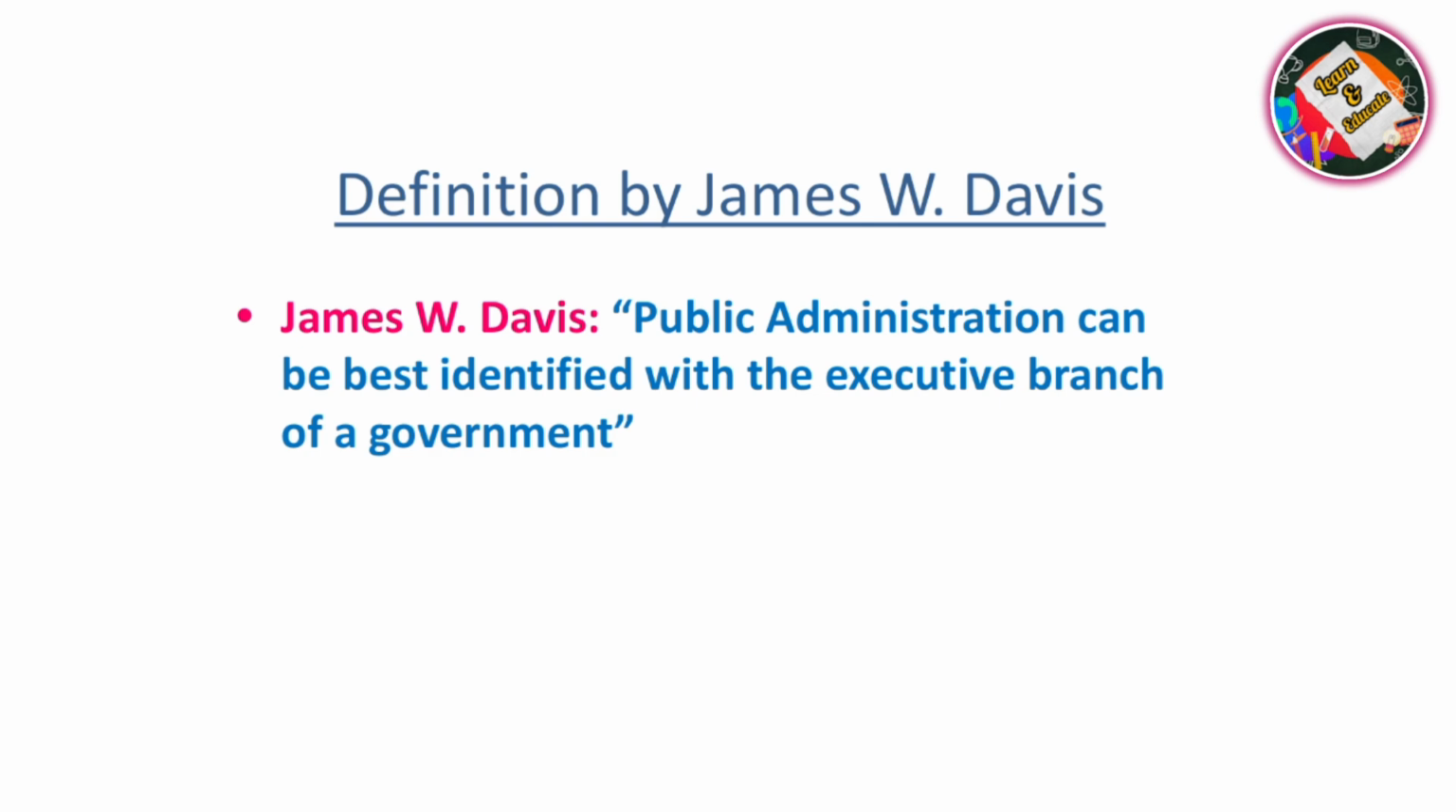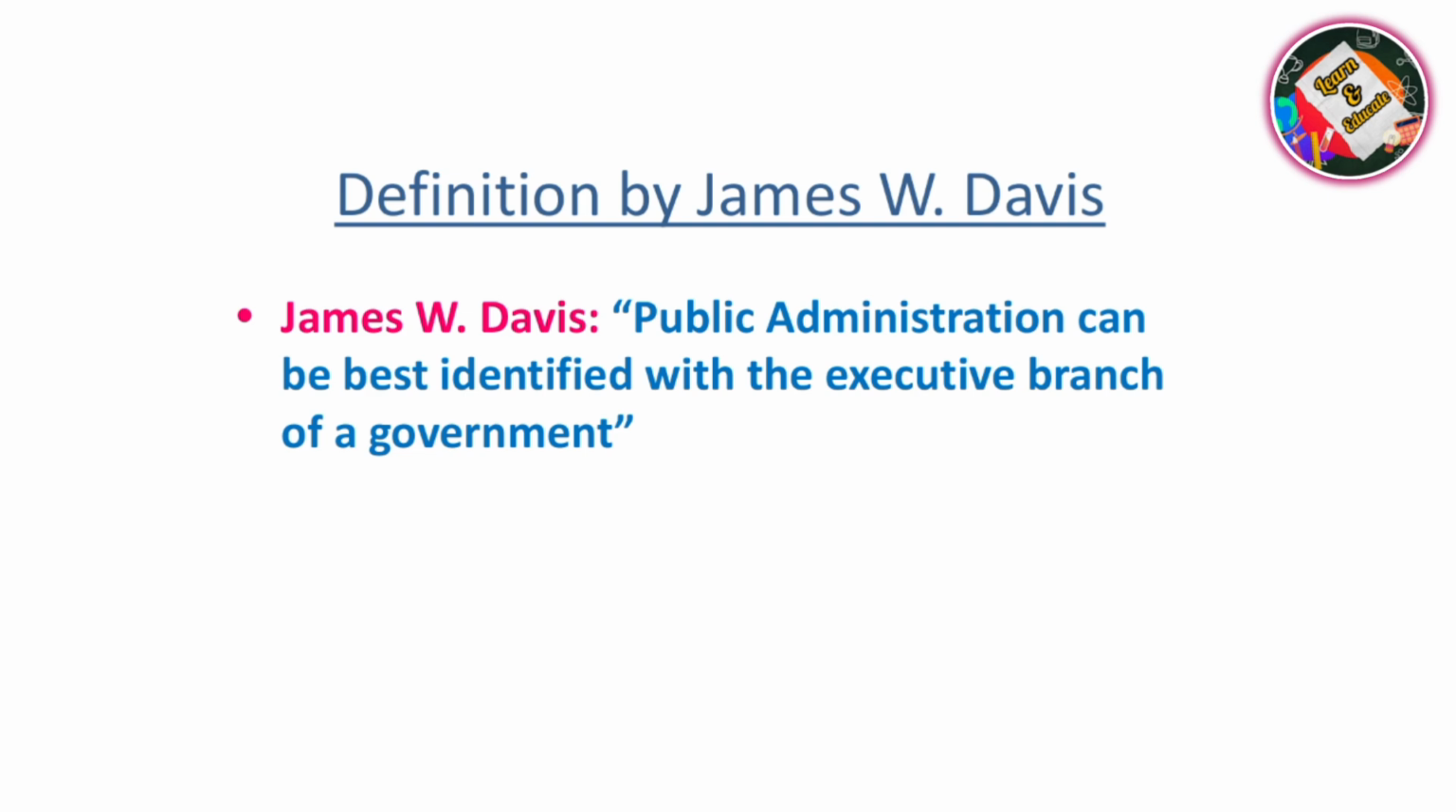This can be expressed as: public administration equals the executive branch. Public administration is not dispersed across all the arms of government, but is particularly concentrated in the executive machinery. The legislature frames the laws and the judiciary interprets them, but the executive branch ensures that all those laws are translated into action.